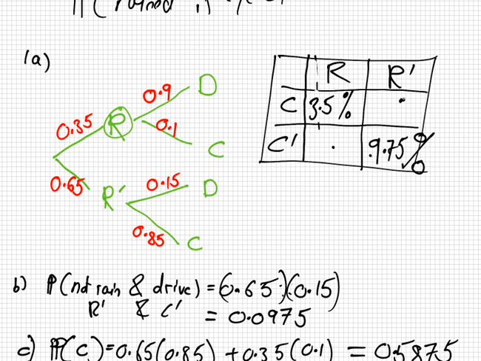Right, so do we know any of these numbers in the table? I think we do. Not rain and drive. So that's not rain and cycle, isn't it? Not rain and cycle. Because, sorry, bad teacher. Try that again. Drive means not rain and not cycle. So this box here is 9.75%.